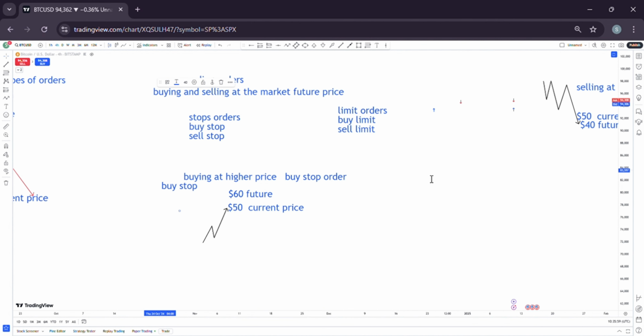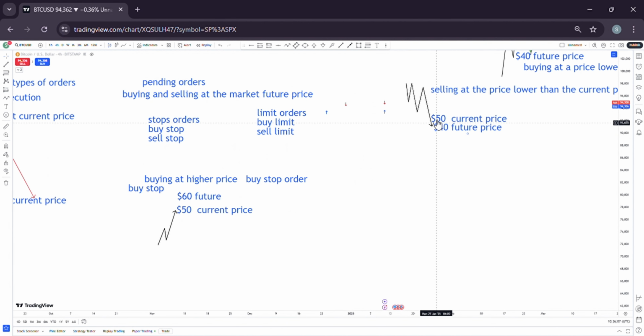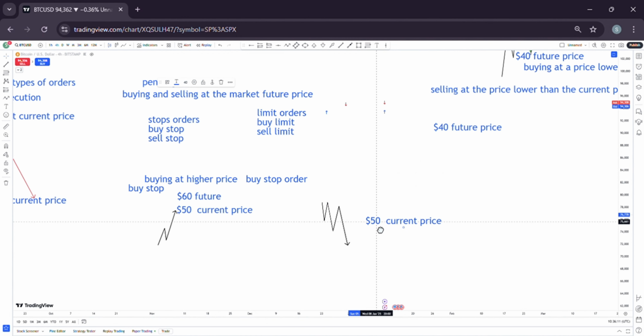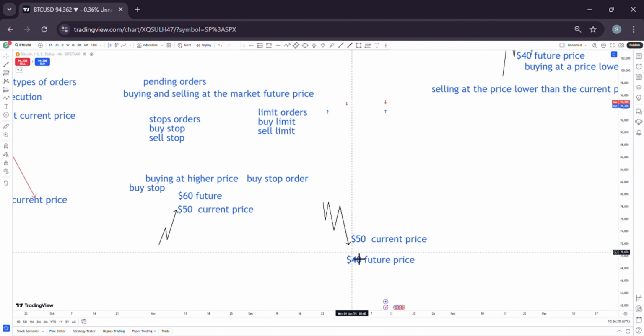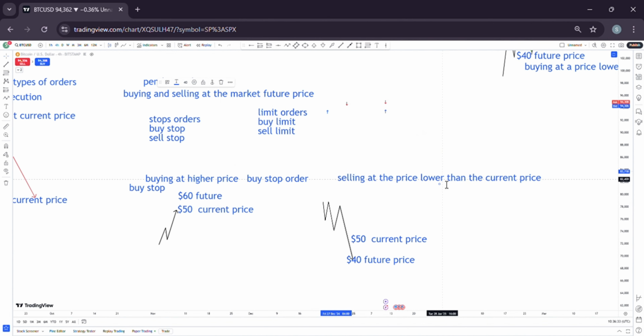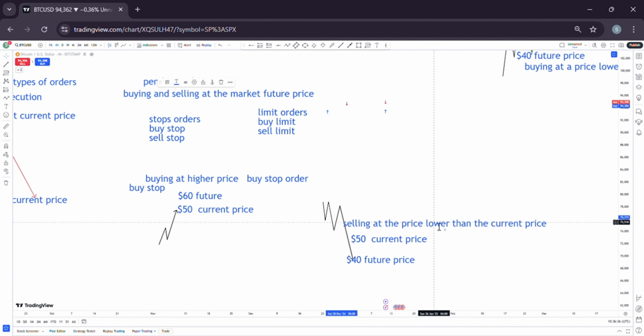Okay, so already here. Then sell stop is the opposite, selling at a price lower than the current market price. So for example, we have this. The current market price now is $50. We don't want to sell at $50. We want to sell at a price lower than $50, which is $40. So we want to sell at a price lower than the current market price, which is $40. So immediately the market goes down to this future price of $40, then we want to sell. So that type is called a sell stop, selling at a price lower than the current market price.